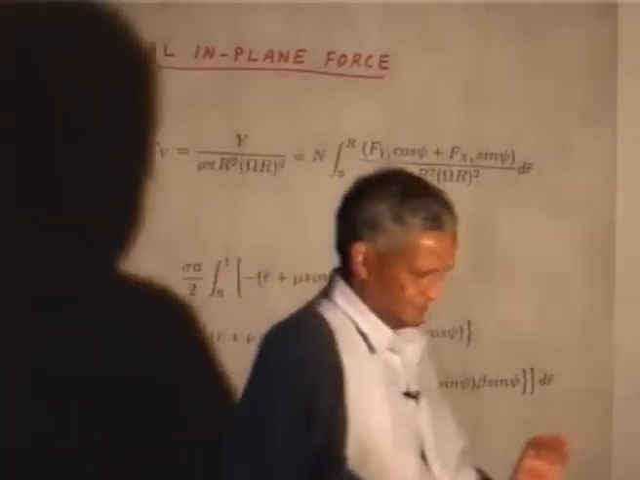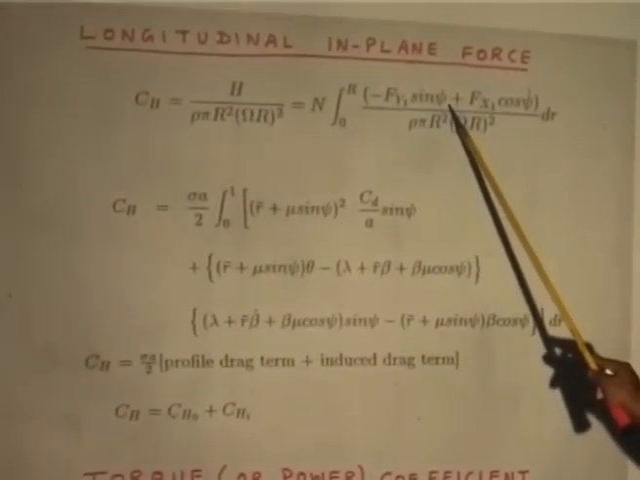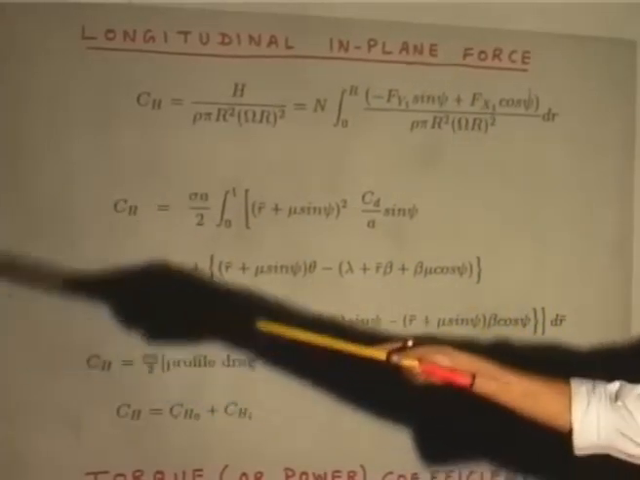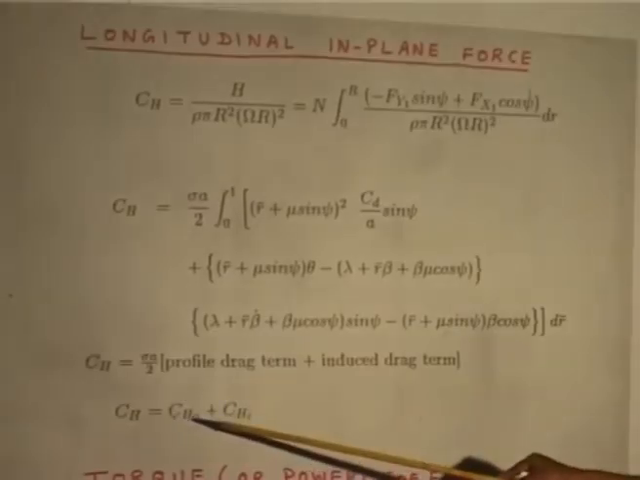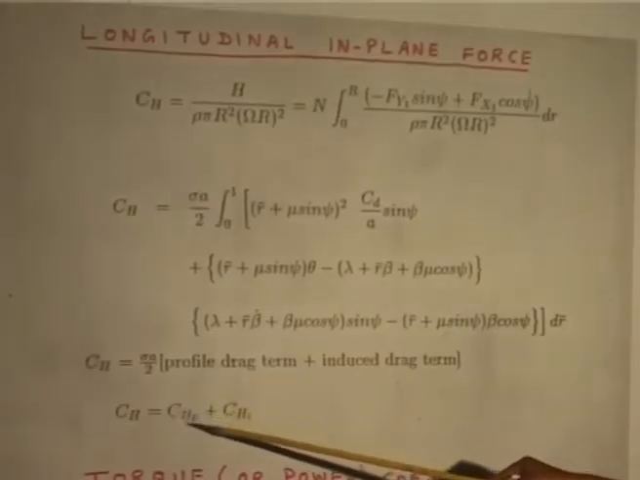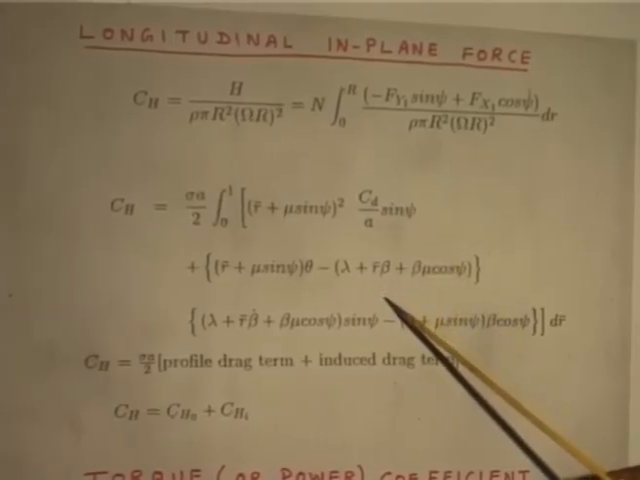Same way, I am representing my longitudinal force here, again Fx1 cosine psi minus Fy1 sin psi. I again substitute all the expressions, get it, derive. This also I split into CD naught and then the remaining terms.